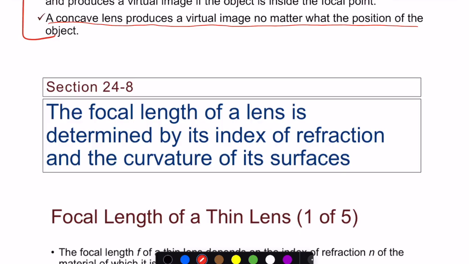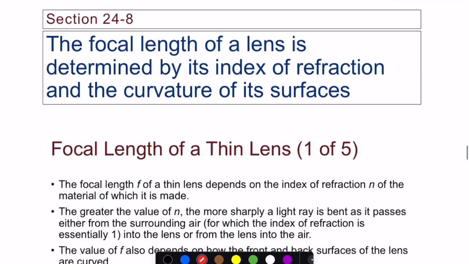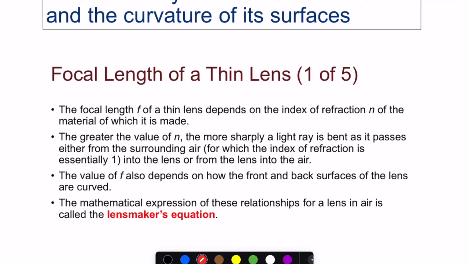The focal length of a lens is determined by the index of refraction of what it's made of and the curvature of its surfaces. So the focal length of a thin lens depends on the index of refraction and the curvature, right? And that's because the greater the value of n, the more sharply the light ray will be bent, right? Because if it's going into a medium with a very big difference in index of refraction, it's going to bend more, okay? So the focal length depends on that.